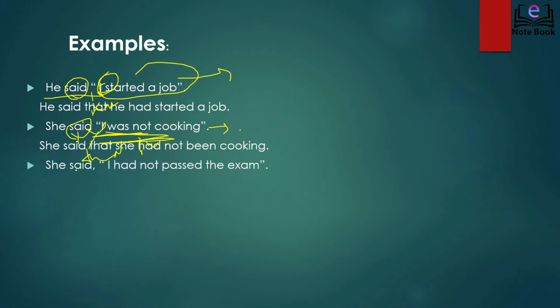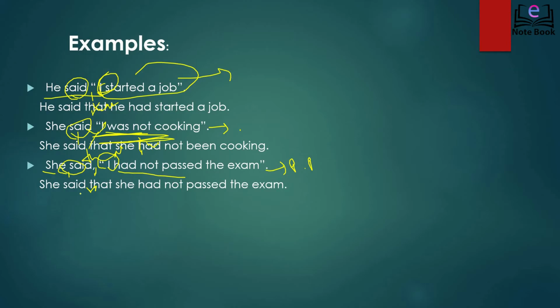The next one for you is, she said, "I had not passed the exam." Now, even though here we have past tense, that means we'll think that we need to make changes in the tense. But note, what is the tense here? The tense is past perfect. And in the rules, we learned that no change has to be made in the tense if the reported speech is in past perfect. So we definitely add "that" here, and we have to change the pronoun to "she", but we don't make any change in the tense. So the answer is, she said that she had not passed the exam.